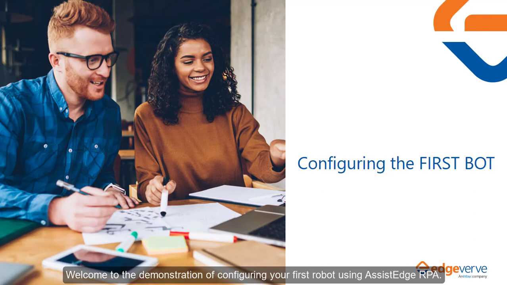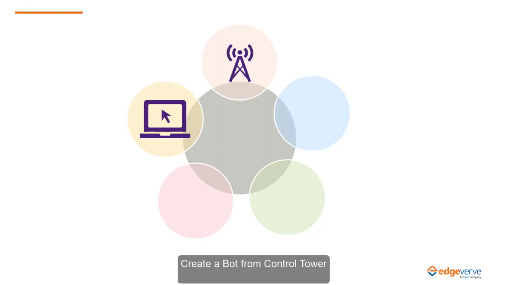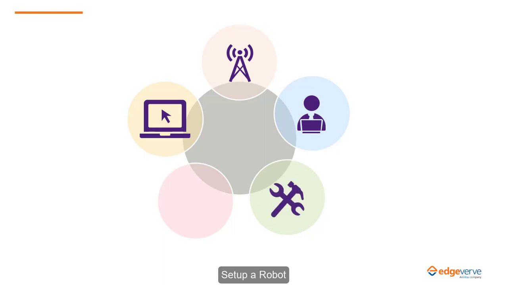Welcome to the demonstration of configuring the first robot using AssistEdge RPA. In this video, we will see how to run robot agent on a robot farm machine, create a robot from control tower, assign the robot to a user, set up the robot, and start the robot.